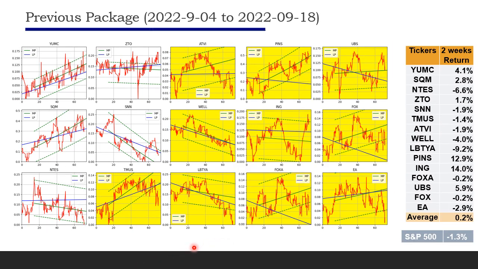Here you can see the return of this package. This is as usual the price history during the last 74 trading days. We bought this package more or less, for example, here, and these are the price histories for each stock during the last 14 days after the time that we bought it. And here are the returns of each individual stock during the last 2 weeks.